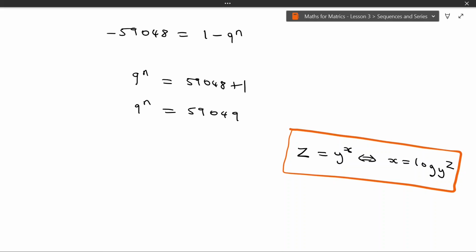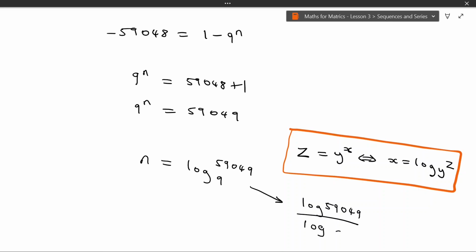Now using that property on our equation, we have n is equal to log base 9 of 59,049. Log base 9 of 59,049 can also be written as log 59,049 divided by log 9. And log 59,049 divided by log 9 is equal to 5. Therefore, n is equal to 5.